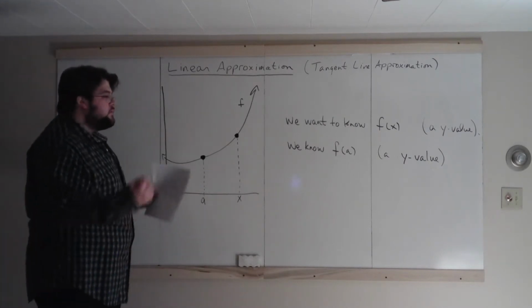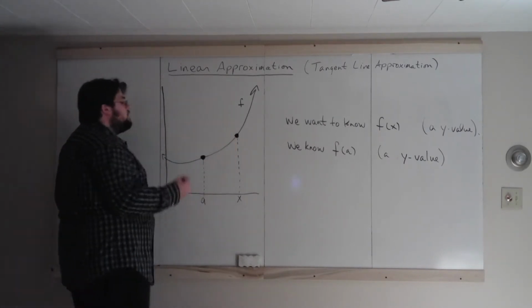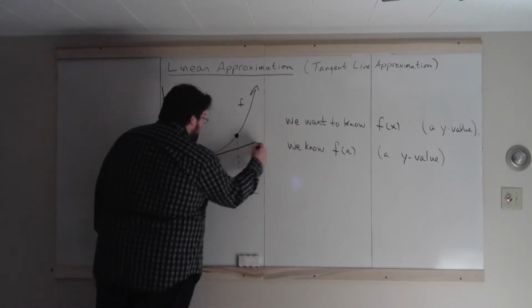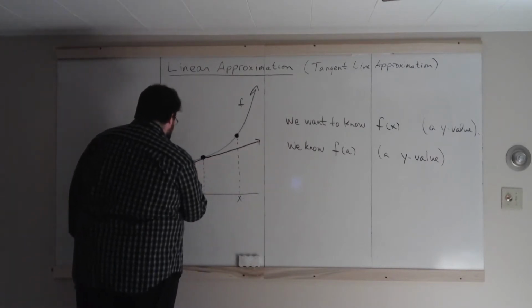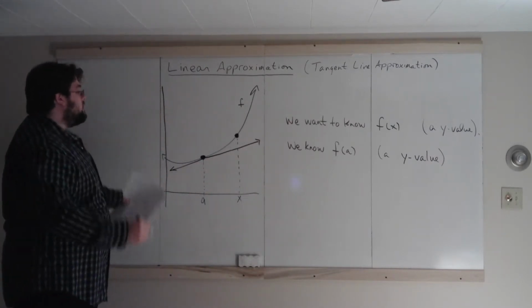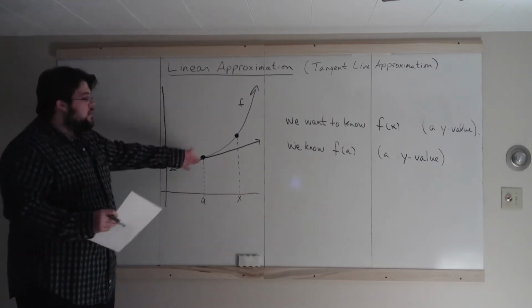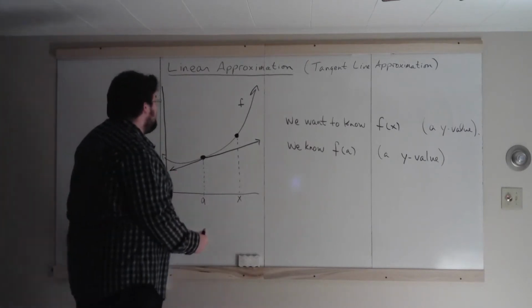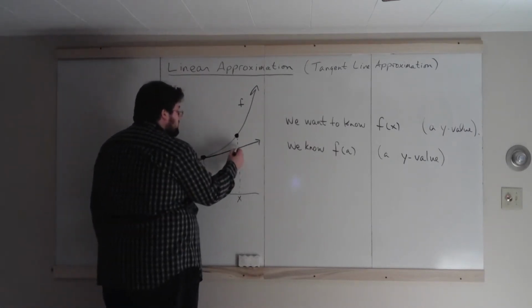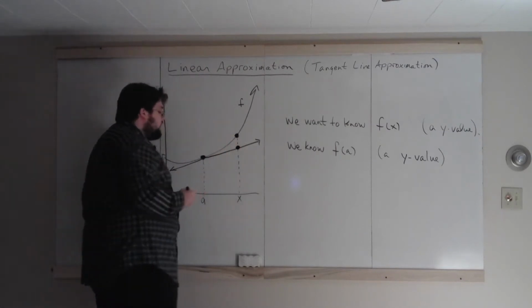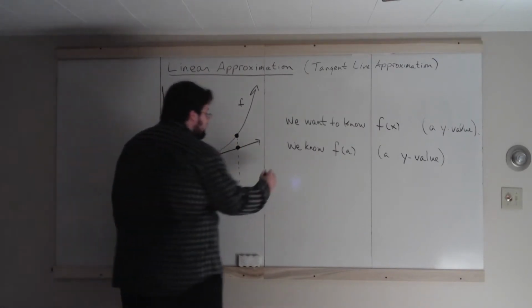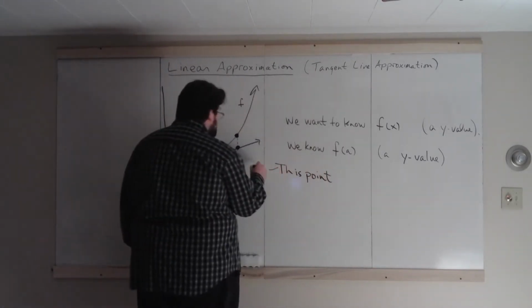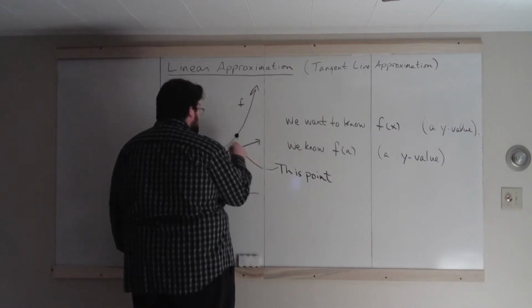One thing we can do to approximate this y value is consider a tangent line at A. So what would that look like? A tangent line at A would look like that. And since we know everything about what happens at A, we can easily find that tangent line using the derivative. And what we're going to use to approximate this point is this point on the tangent line at X. So let's write that down. This point on the tangent line, right there, we can find that point.